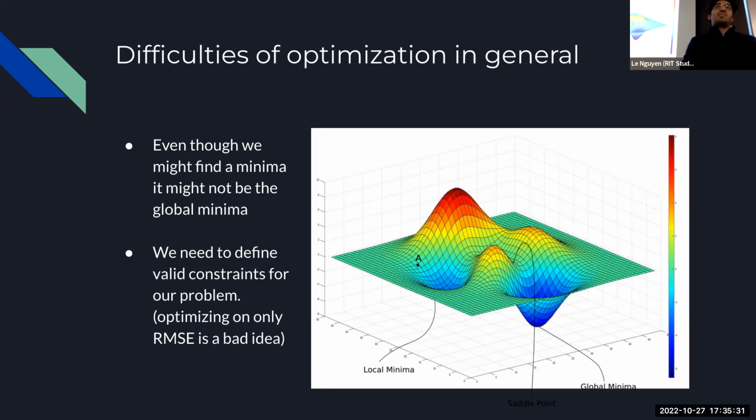For example, in some cases, optimizing only on the root mean square error is not ideal, because if we completely minimize root mean square error on our training data, it means we've overfit our data and it won't often perform well on testing data.